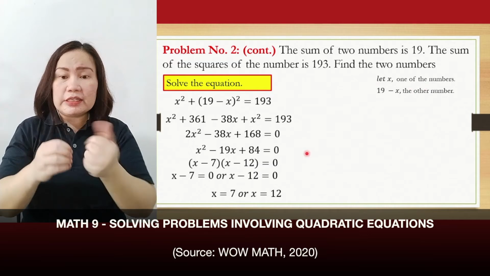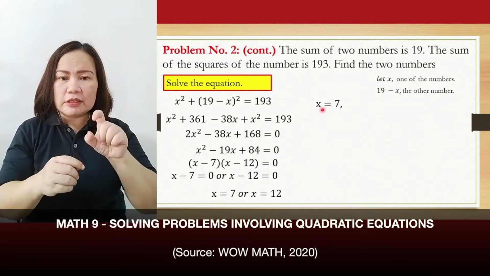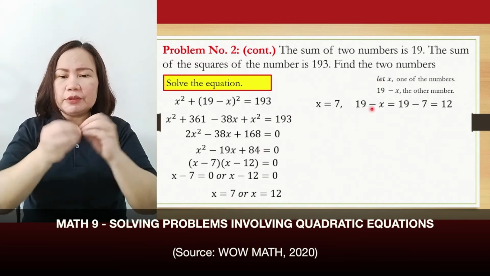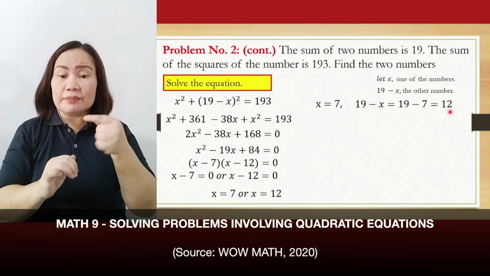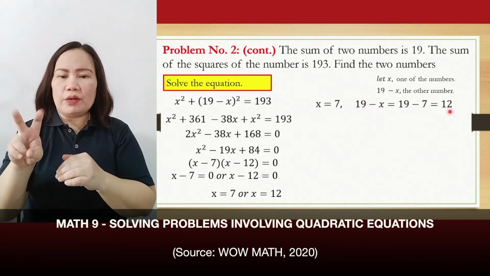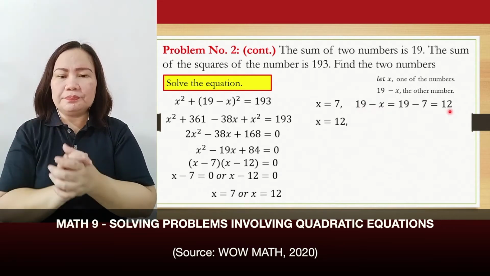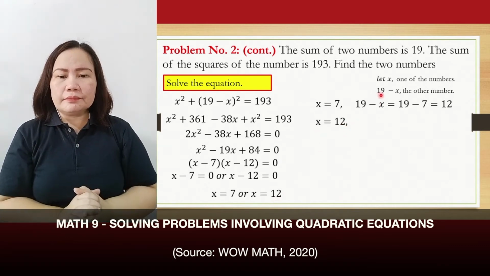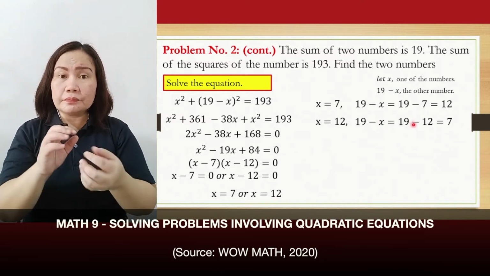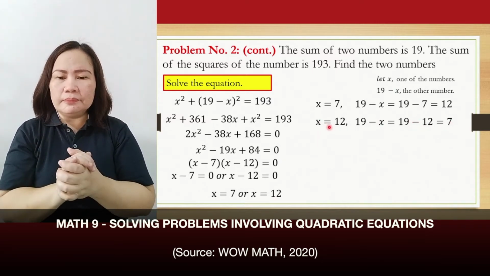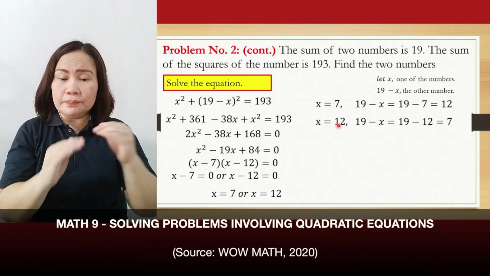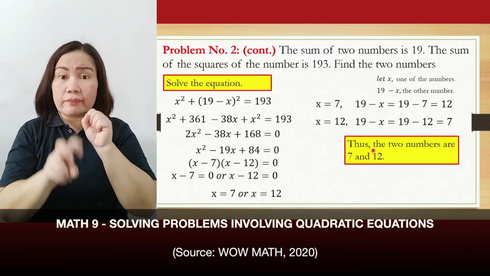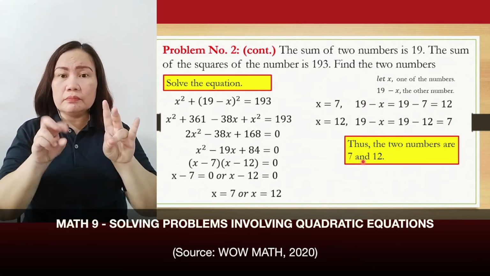Okay, let us substitute 7 to x. If your x is equal to 7, what is the other number? So, 19 minus x, which is 7, so that is 12. Therefore, the other number is 12. Now, if your x is equal to 12, okay, so let us substitute to 19 minus x, which is 19 minus 12, so that is 7. So, if your x is 12, then the other number is 7. Okay. So, thus, the two numbers are 7 and 12.